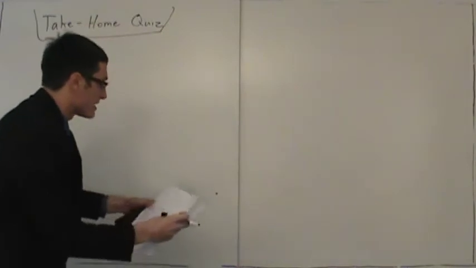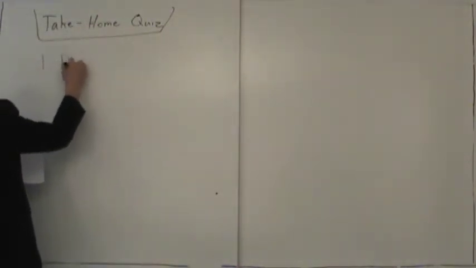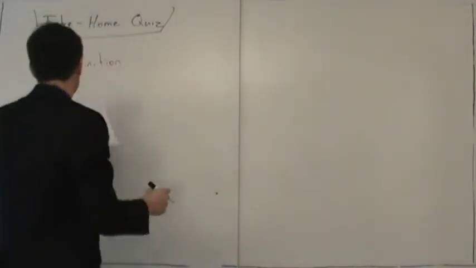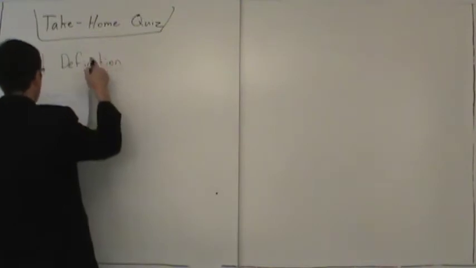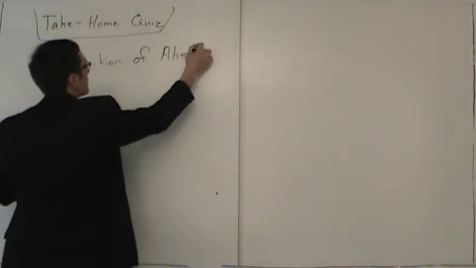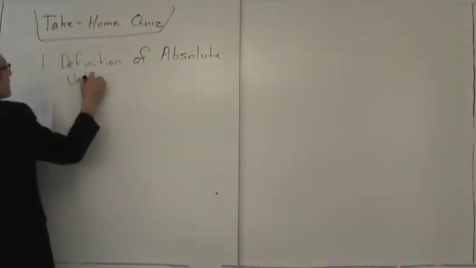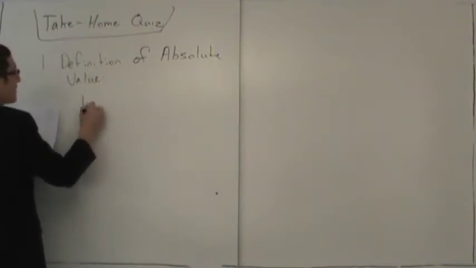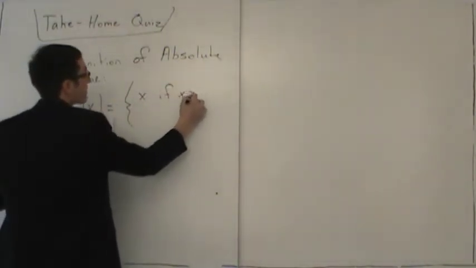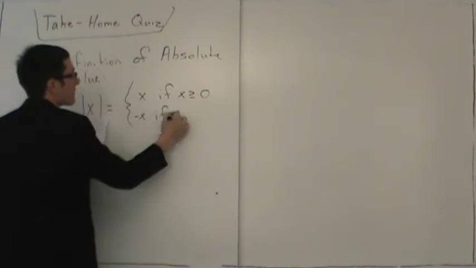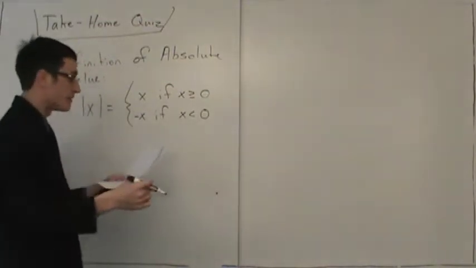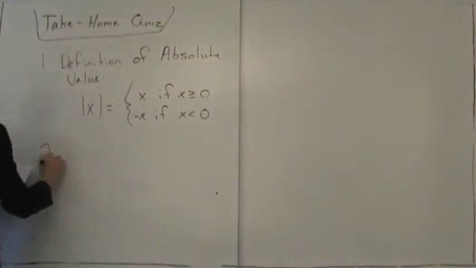Question number 1 says definition. Now, these were kind of obvious. Hopefully, you guys were able to finish your definitions before even watching this video. You have them on the definition sheet. Definition of absolute value. The absolute value of x is equal to x if x is greater than or equal to 0, negative x if x is less than 0. Make sure you know your definitions for this upcoming week. There are going to be several quizzes that require you to know your definitions.